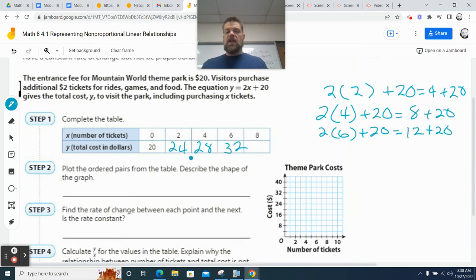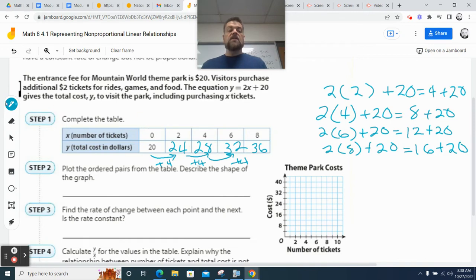32. And another thing we could do, what am I doing here? Adding 4. What am I doing here? Adding 4. What am I doing here? Adding 4. What do you think my next number is going to be? 36. Let's double check. 2 times 8 plus 20. Yeah, it's 16 plus 20, which is 36.